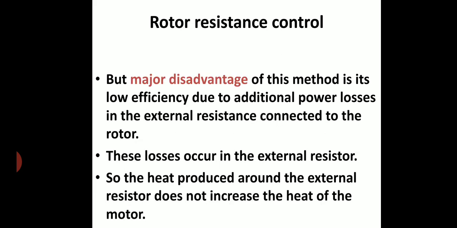But the major disadvantage of the rotor resistance control method is its low efficiency due to additional power losses in the external resistance connected to the rotor. So additional power loss is happening in the rotor external resistance. These losses occur in the external resistor as heat. So the heat produced around the external resistor does not increase the heat of the motor.